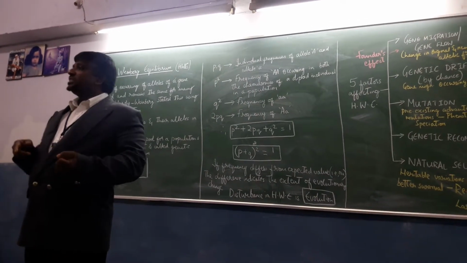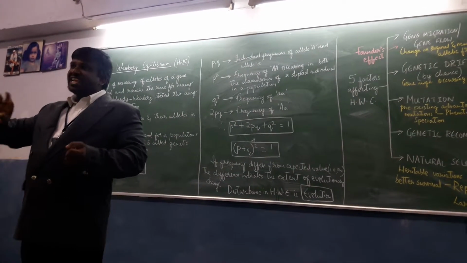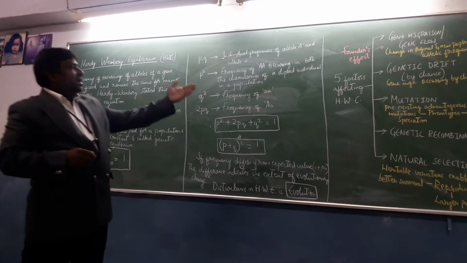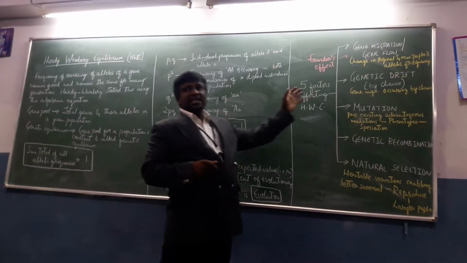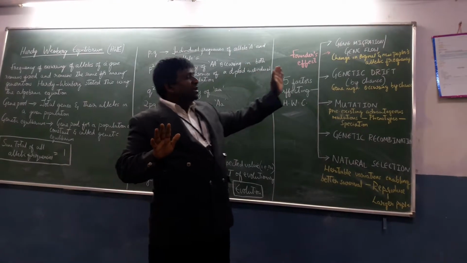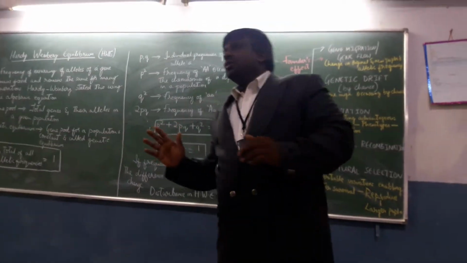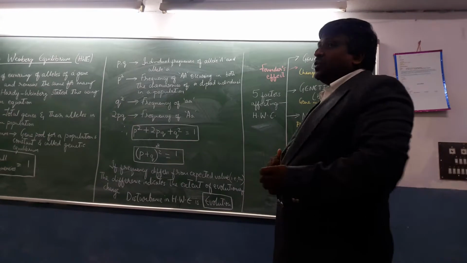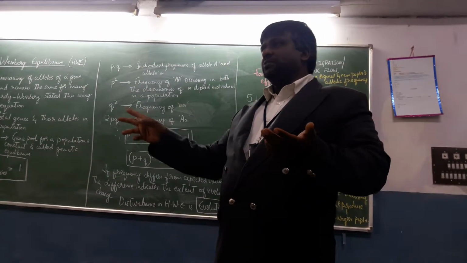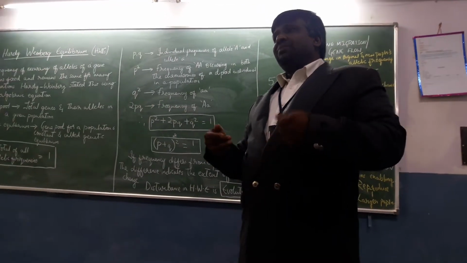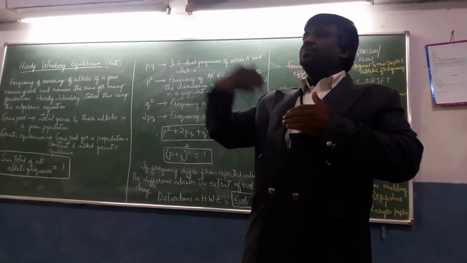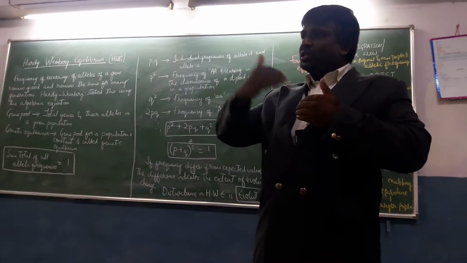So what are the factors which are going to affect or change the Hardy-Weinberg equilibrium? They are listed as 5 factors affecting Hardy-Weinberg equilibrium. The first one is gene migration or gene flow. As the name indicates, migration can be of 2 types: immigration or emigration. Immigration, they move away from the population. Emigration, they move into the population.